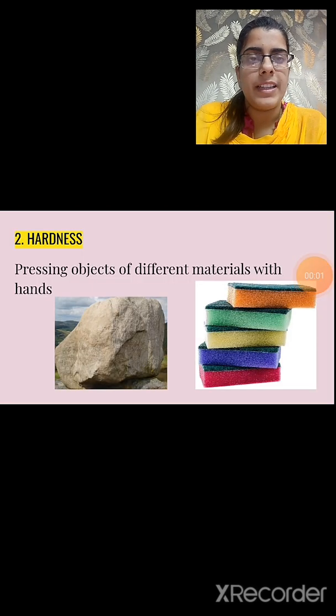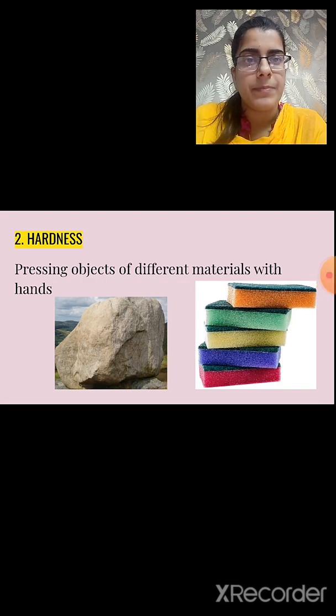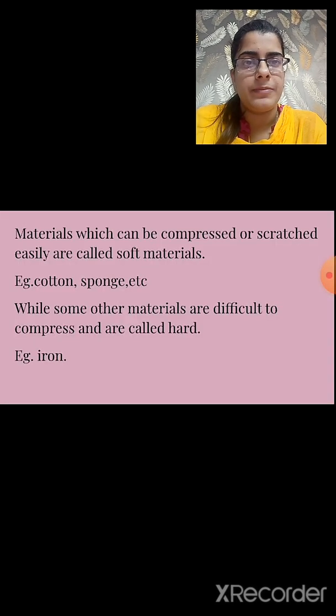The next property that we have studied about the material was its hardness. You might have pressed some of the objects with your hands. So what do you observe? That some of the materials are easy to compress while others may be hard to compress with your hands. Now, if you try to scratch the surface of wood, aluminium, a piece of stone, chalk, candle or any other object, what will you find? That some of the materials get easily scratched.